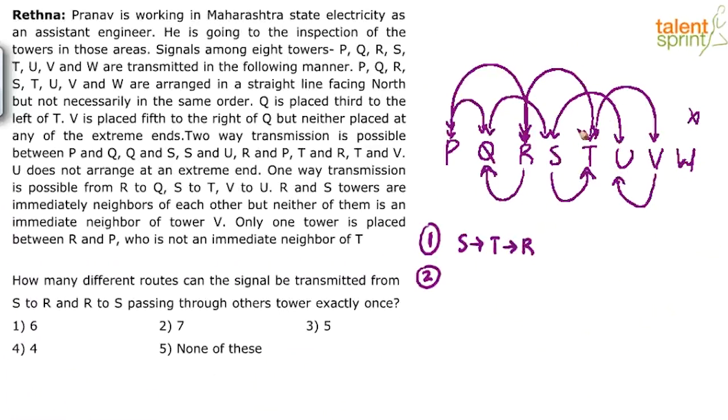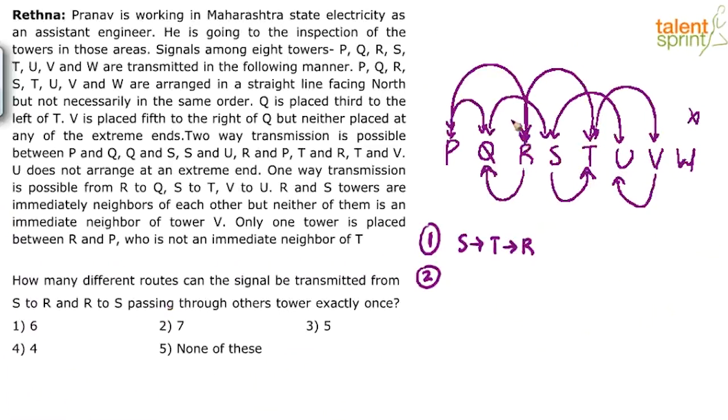S to U also will not give us any results, because the moment you reach from S to U, the only way, you will get stuck at U, because U cannot pass signals to any other tower except S. So that's done. With respect to S, it is done. Let's try R to S now.